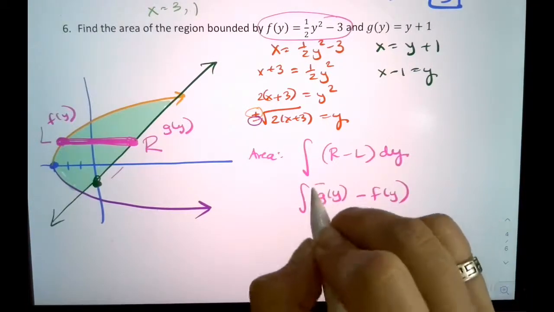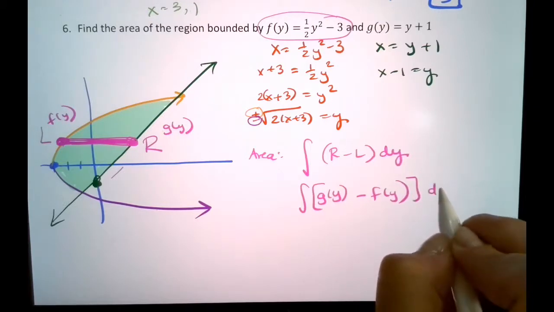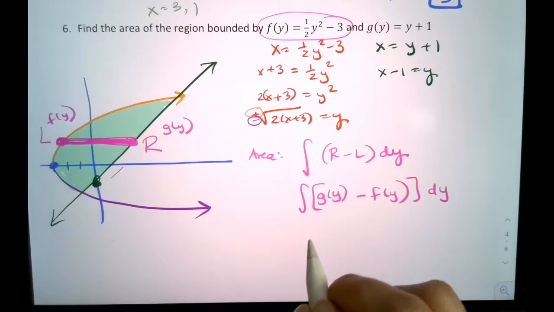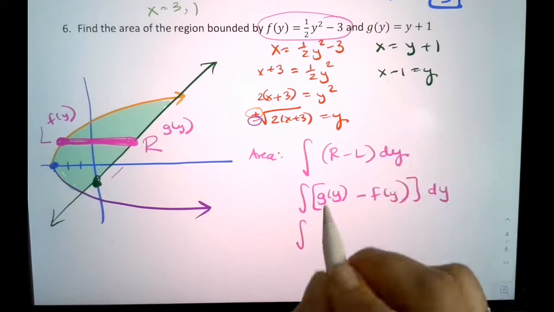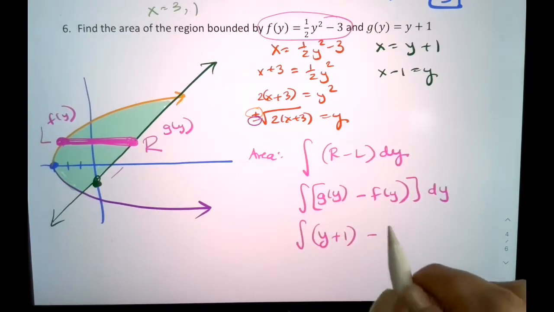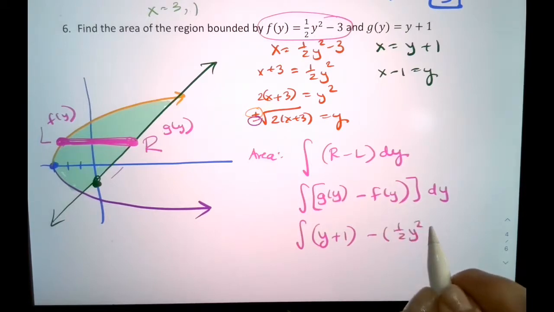But again, I don't want you to get stuck with g of y and f of y and memorize that. I really want you to get started with this right minus left, but I'm just putting those in so I know which one is which. I know g of y is the linear part, where I'm going to replace g of y with y plus 1, and f of y I'm going to replace with 1/2 y squared minus 3.